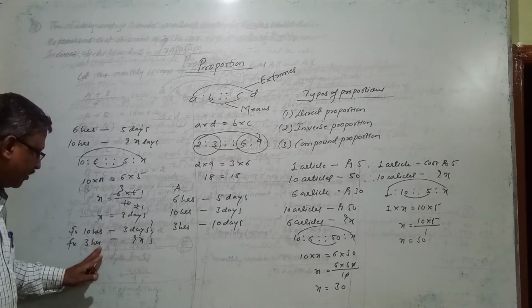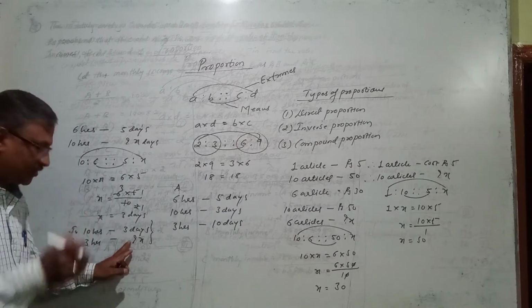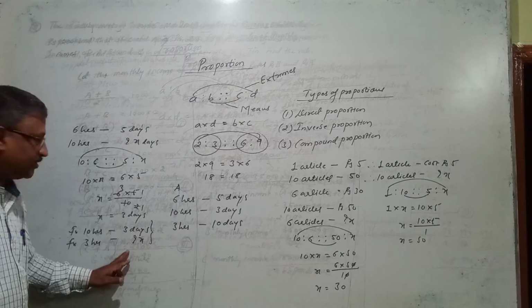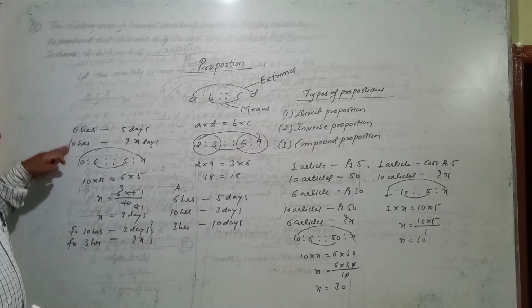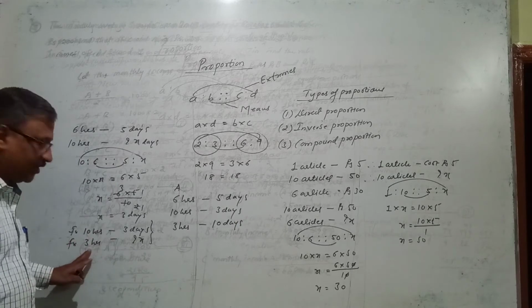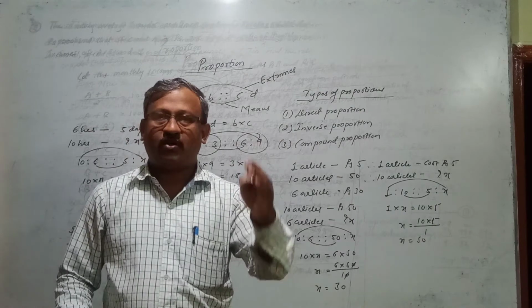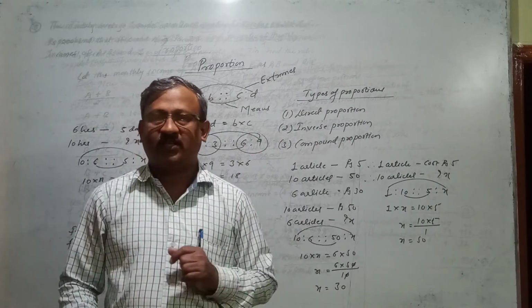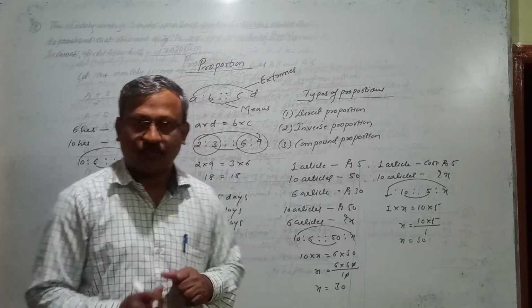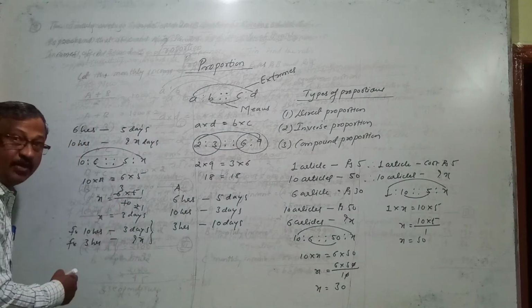So what is happening here? Here the number of hours is decreasing, and due to that the number of days required is increasing. So one is decreasing, another one is increasing. In the earlier example, one was increasing, another was decreasing. So when one is increasing, another one is decreasing, or when one is decreasing, another one is increasing, then it is said to be what? Inverse proportion.